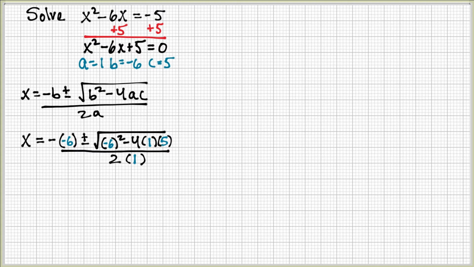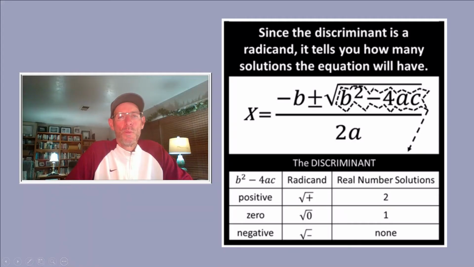Just like any other quadratic equation, we want to know how many solutions there's going to be before we start looking for the solutions. One part of the quadratic formula has a special name. The b squared minus 4ac is called the discriminant. And as you can see from the picture, the discriminant is a radicand. It's underneath the square root. So it can tell you how many solutions the quadratic equation will have.